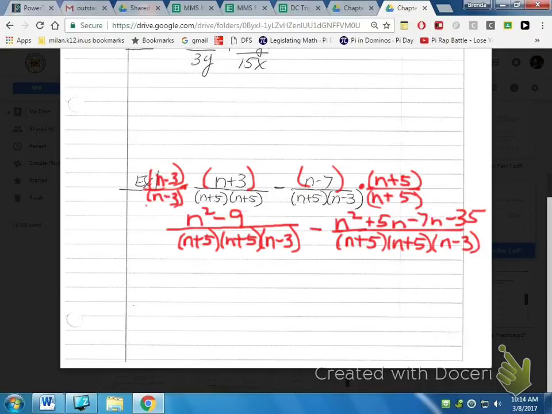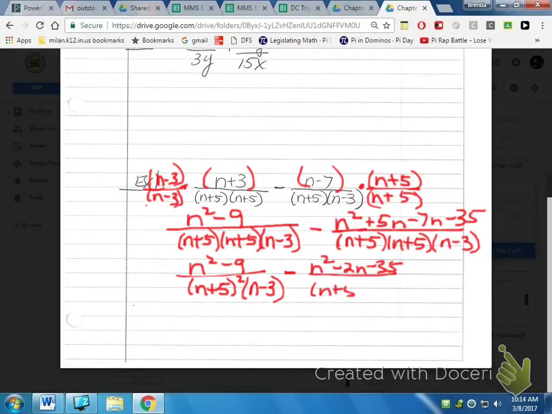Okay, so I can clean that up just a little bit over there on the right. I'm going to do n squared minus 9 over, and I am going to go ahead and simplify this a little bit. n plus 5, I'm going to put a 2 there so I don't have to write it out all the times. n minus 3 minus, and then on the right I'm going to say n squared minus 2n minus 35 over n plus 5 squared, n minus 3.